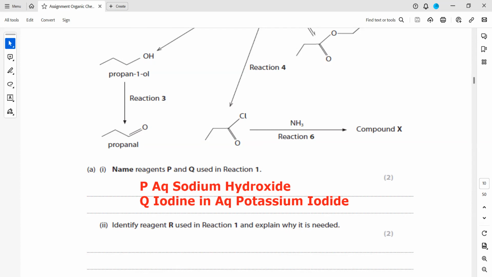Basically the acid will protect, because when an iodoform reaction is done, sodium propanoate will be there, the product. The product is sodium propanoate. So we replace this sodium when this reaction occurs.